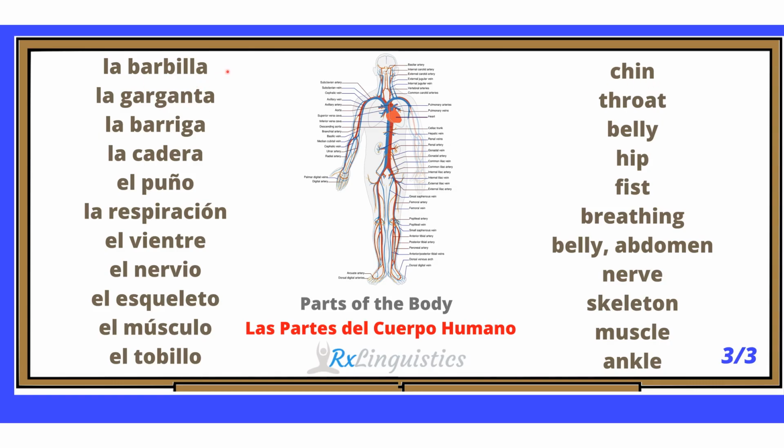Chin, la barbilla. Throat, la garganta. Belly, la barriga. Hip, la cadera. Fist, el puño. Breathing, la respiración. Belly, abdomen, el vientre. Nerve, el nervio. Skeleton, el esqueleto.